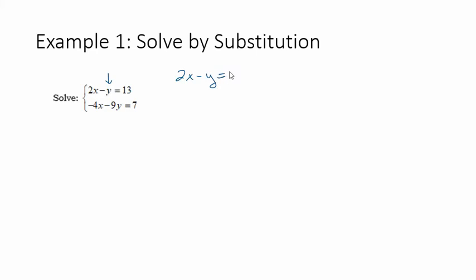So I am going to isolate this y. I think what I'll do is minus the 13 on both sides and add the y to this side, and that's going to give me 2x minus 13 equals y. Alright, that's the first step. Now comes the actual substitution.